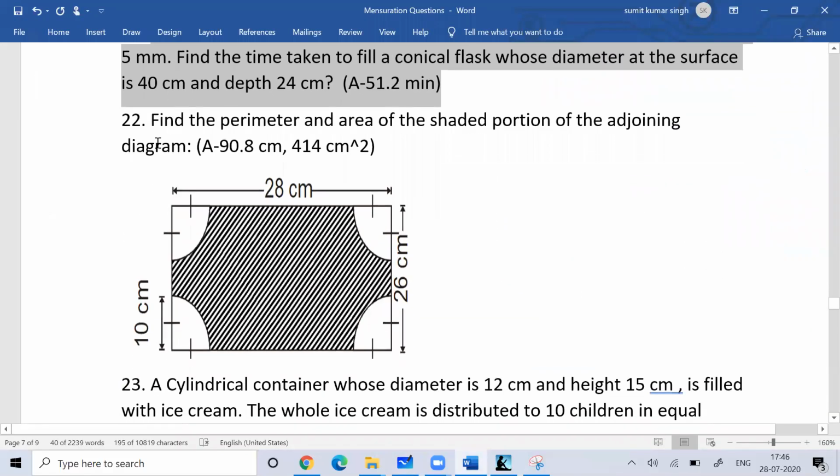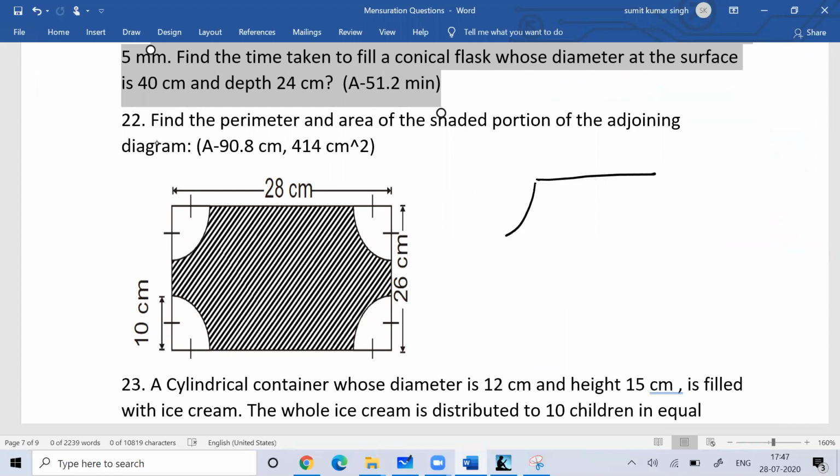Fine. Then you can see the next question. Find the perimeter and the area of the shaded portion in the adjoining figure. So you can see this. If you see the perimeter, if you want to find the perimeter, this is the diagram what you will get.